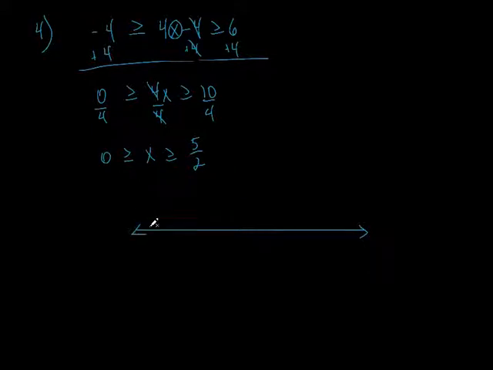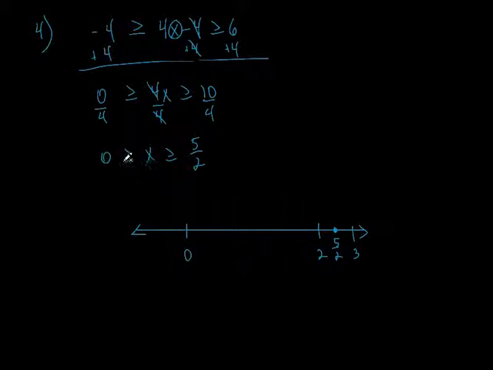So here's our number line. What are our two numbers? 0 is the smaller of the two numbers. 5 halves is 2.5, right? So if that's 2 and that's 3, 5 halves would be right here, wouldn't it? 2.5. So put a 5 halves right there.